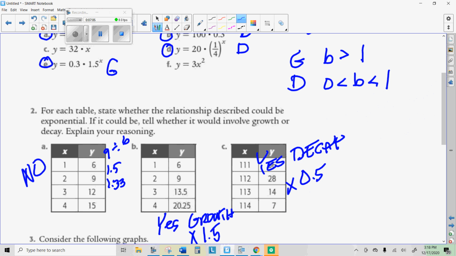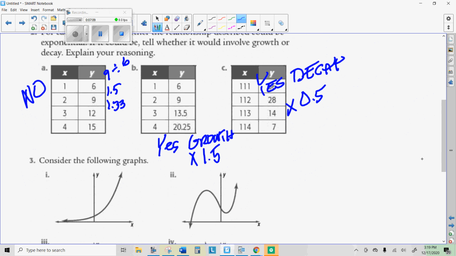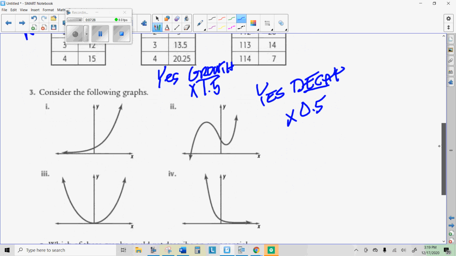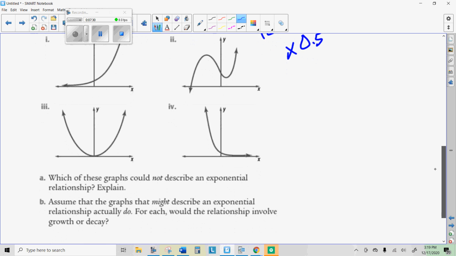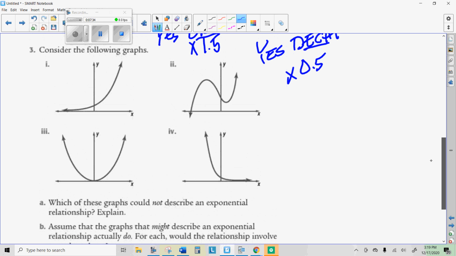All right, you should have noticed that in both tables they are exponential because there's a common multiplier. This one you're multiplying by 1.5 every time. This one you're multiplying by 0.5 every time. When you're multiplying by 1.5, you're going to have numbers that go up, so we call that growth. And when you're multiplying by 0.5, you're going to have numbers that go down. We call that decay.